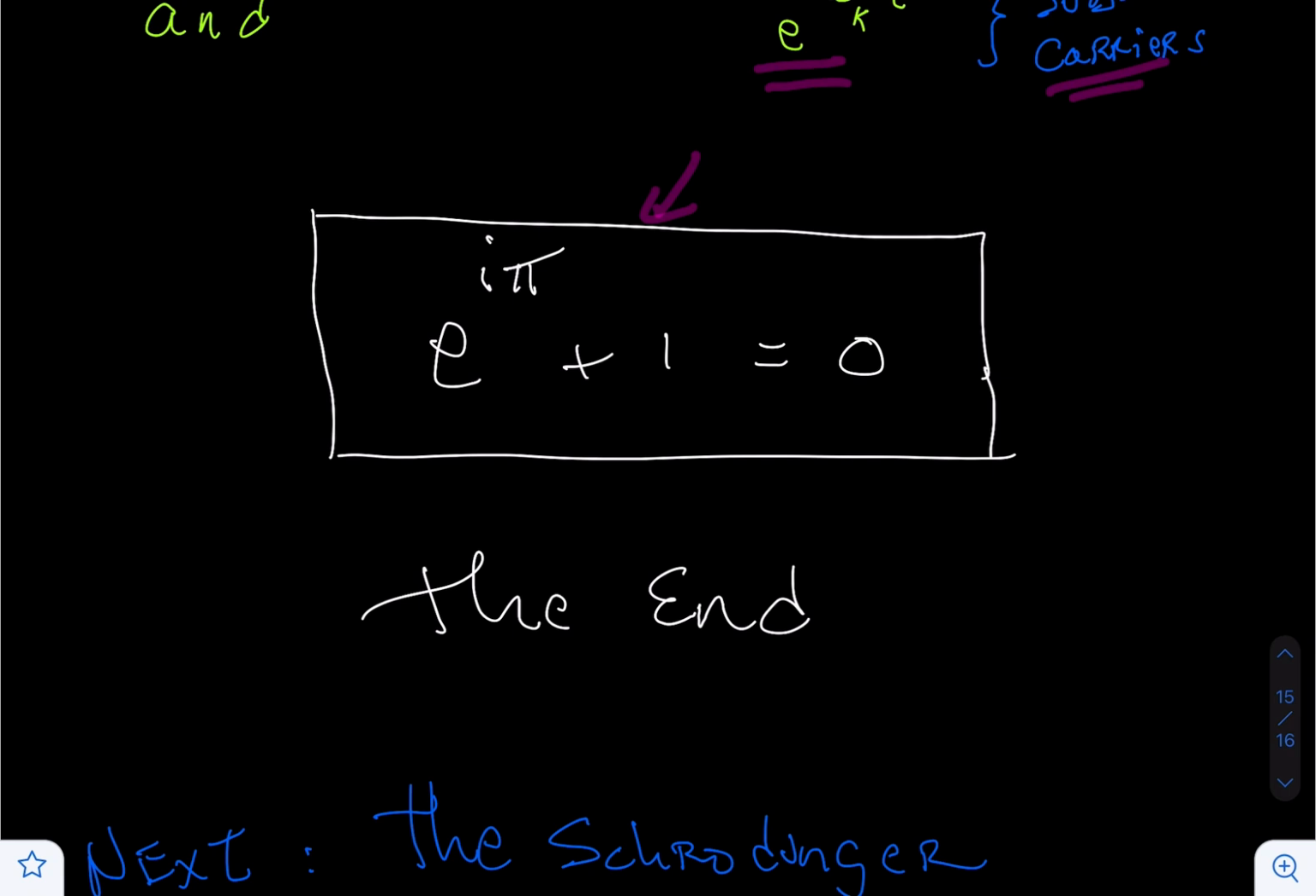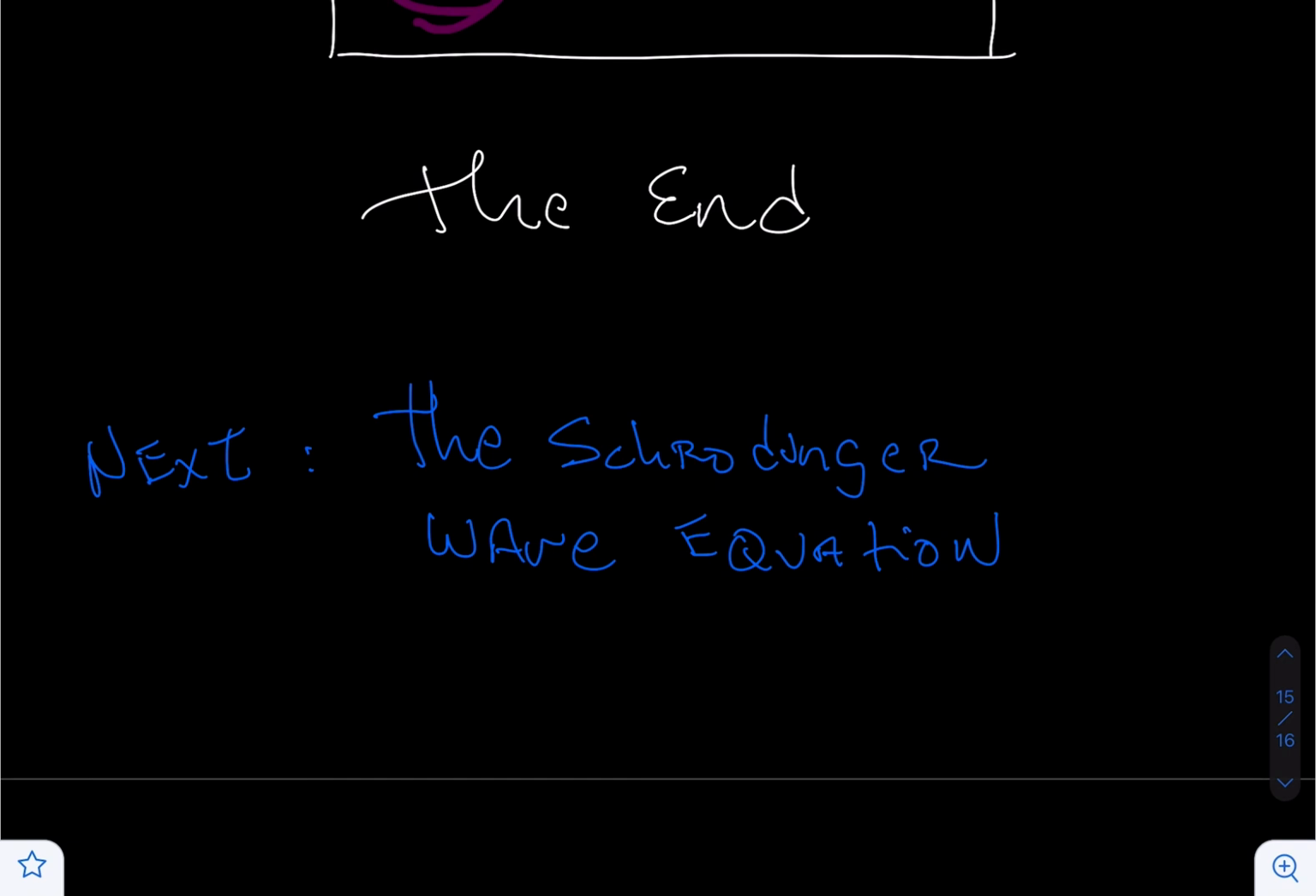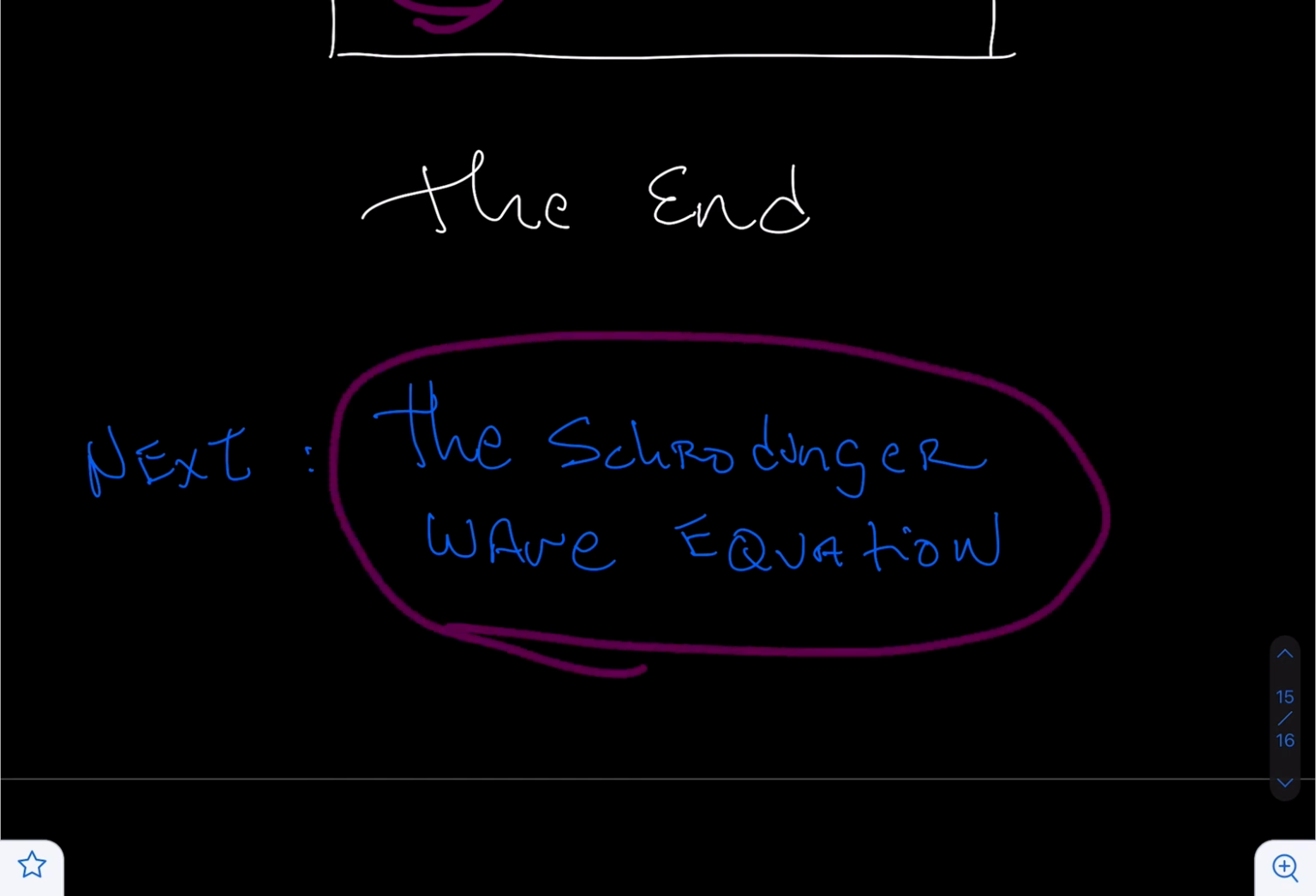So that's the end. My next video that I'm going to do is the basis of quantum mechanics, and I'll show you how to use this and derive the Schrodinger wave equation, right? So that was done by Schrodinger back, what, in the 1920s or something like that.